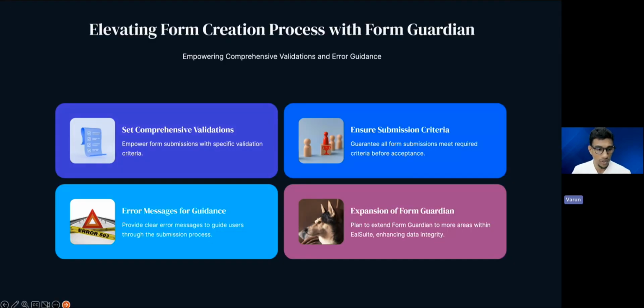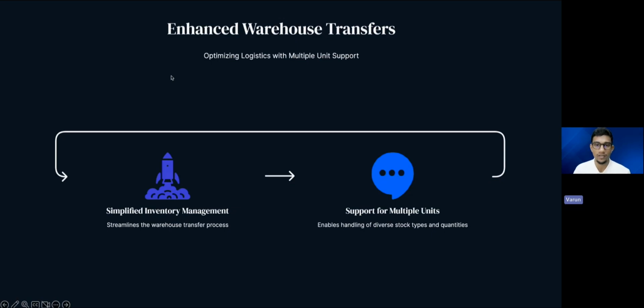So the Form Guardian process is done. Next, we'll be looking at enhanced warehouse transfers, optimizing logistics with multiple unit support. So, simplified inventory management and support for multiple units. Let's see how this works out.